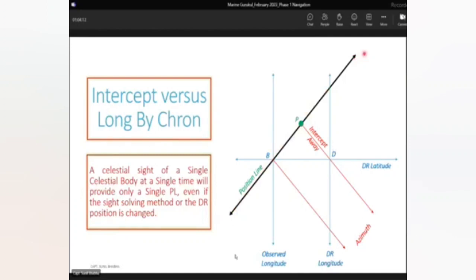Sir, but the azimuth which we get by longitude by chronometer will be different from intercept, na sir? No, beta, the azimuth will come the same.